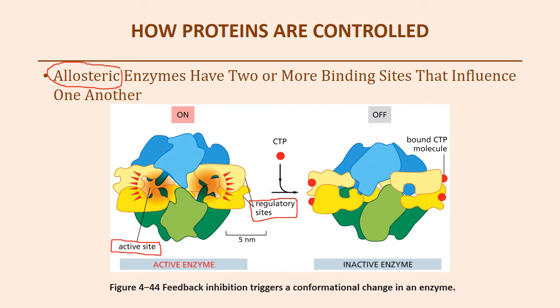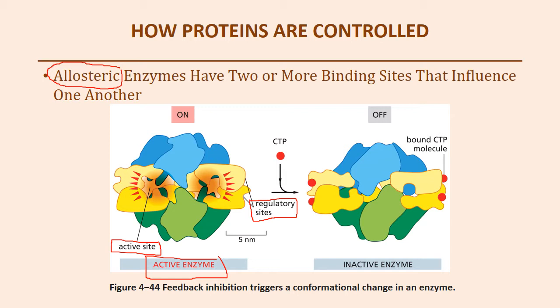So for instance, if you take a look at your illustration right over here, you're going to notice that on the enzyme that's been drawn, in order for the enzyme to be active, we can see that there's no molecule binding to the regulatory site, and therefore the active site is maintaining its regular shape, and as a result, it's nice and on, and it's able to go ahead and interact with whatever ligand makes its way.